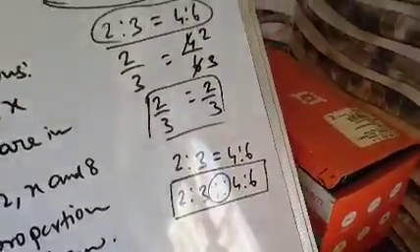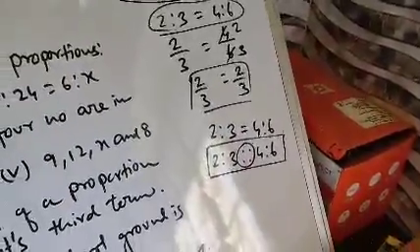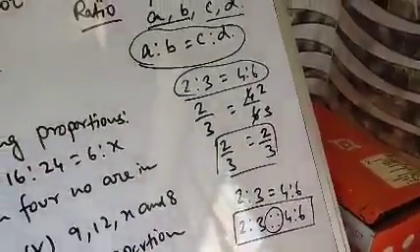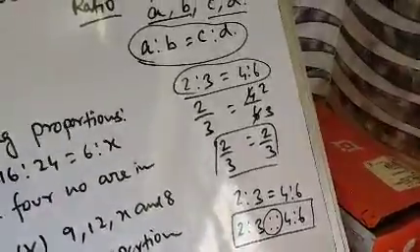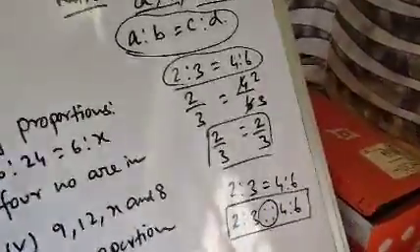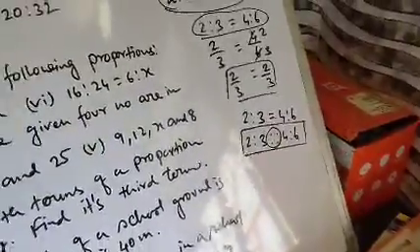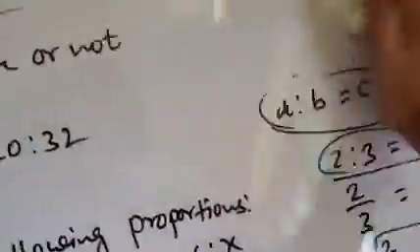This sign is used for proportion. If the two ratios are equal, then we can say that the terms are in proportion, and we can write the expression like this. This is the expression for proportion. Clear? So that's it. Now solve the first question.